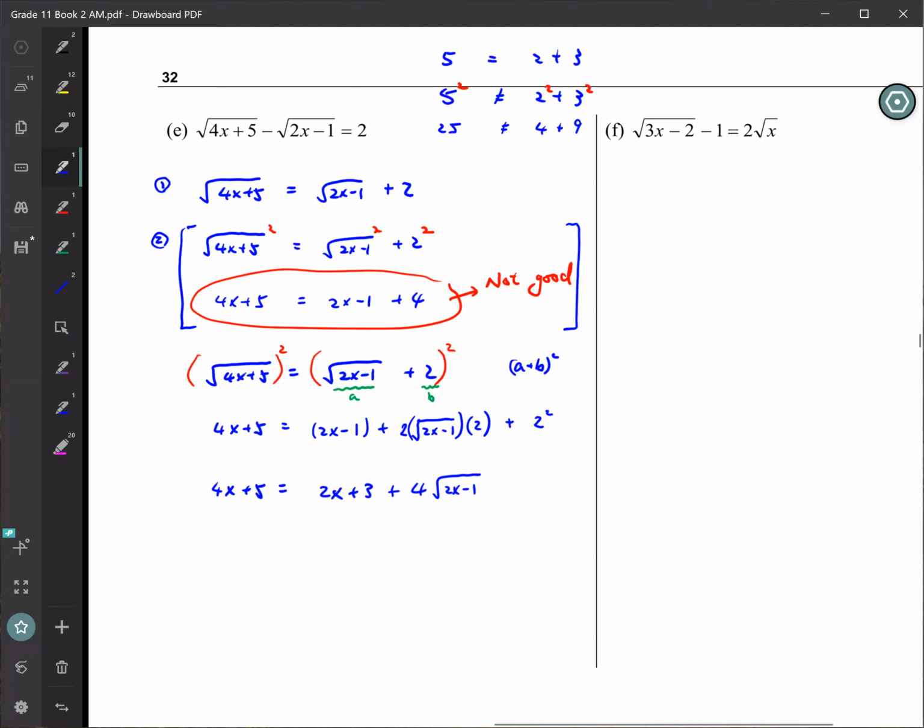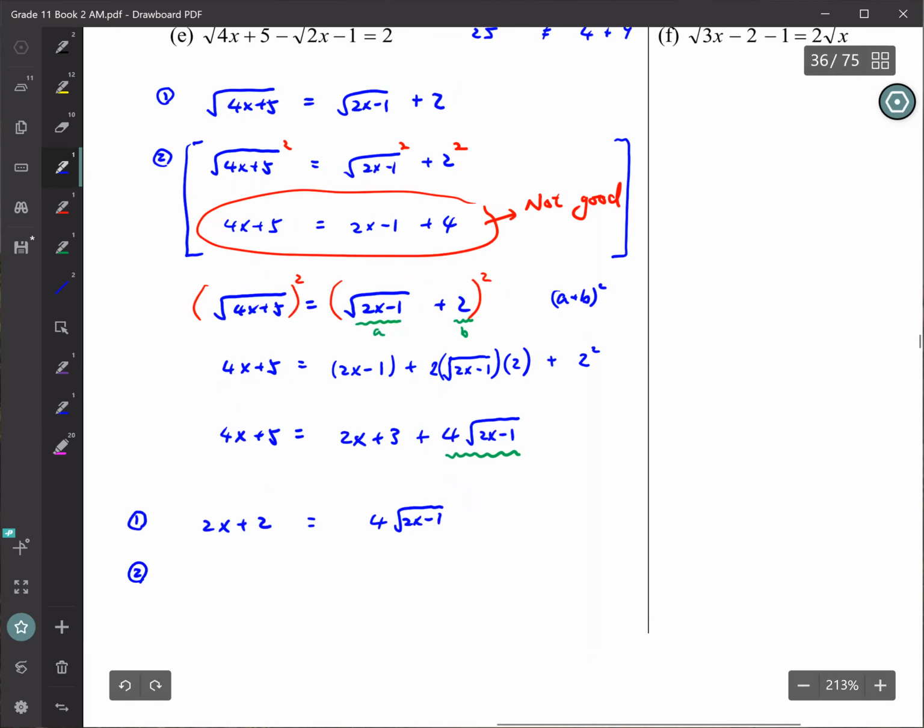Once you get to here, you have just one radical, so you isolate that one now. I'm going to keep it on the right side and move everything to the left, so it'll be 2x plus 2. Same thing: isolate. This is step 1, we isolate. Step 2, we are going to square both sides.